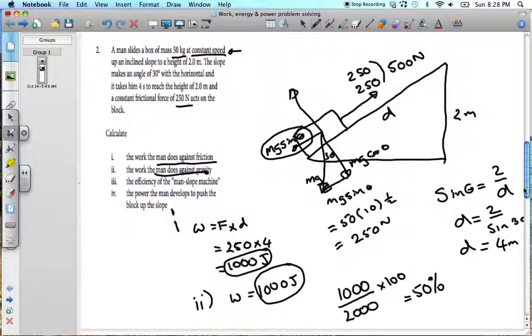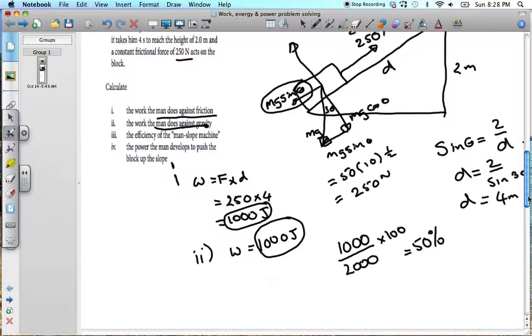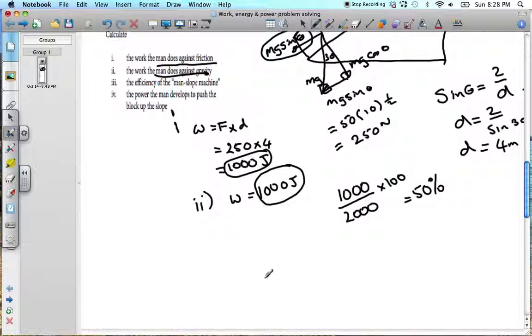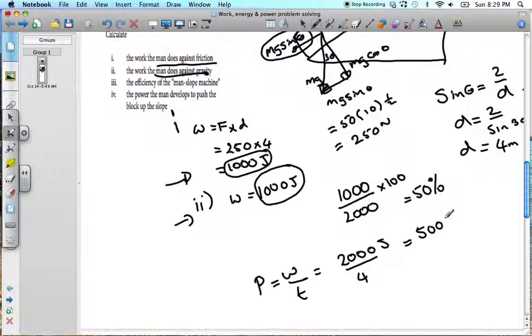And then finally, the power the man develops to push the block up the slope. Well, we know power is equal to work over time. The total amount of work that he does is 2000 joules, from these two over here, the 1000 against friction and 1000 against gravity, divided by 4 seconds, so it's 500 watts. 500 watts. Okay, and so that's that question.